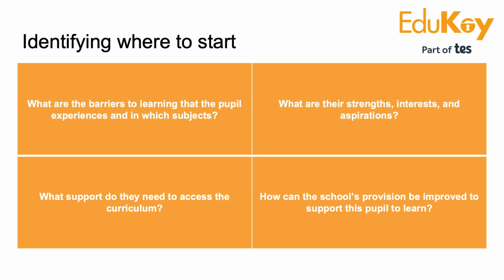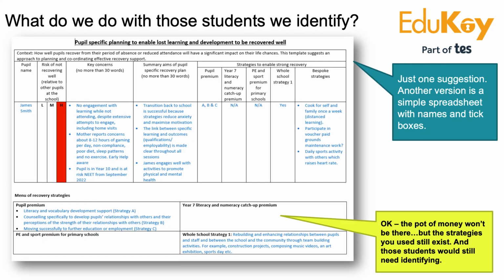There are many voices to represent the school, the pupils and the parent. Like everything, we're great at gathering information, but what do we do with it? This is one suggestion: a plan for each student who is flagged as red or at high risk of not recovering well, relative to other pupils in the school, from the effects of COVID absences. It's simply identifying the things that already exist in school that might support, or where something bespoke is required.